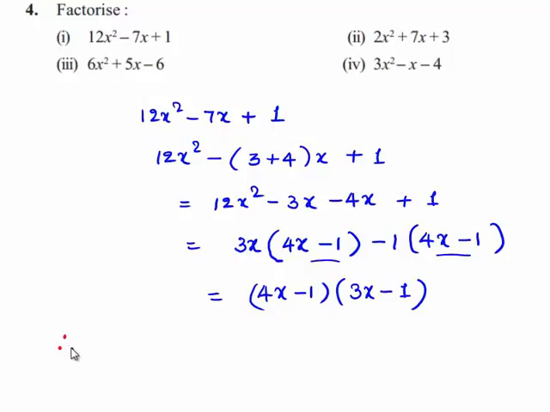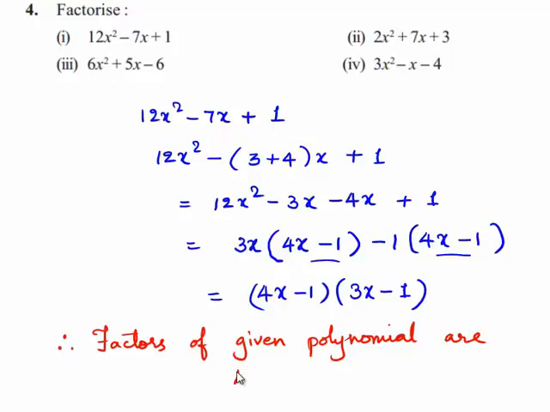Therefore, the factors of the given polynomial are 4x minus 1 and 3x minus 1.